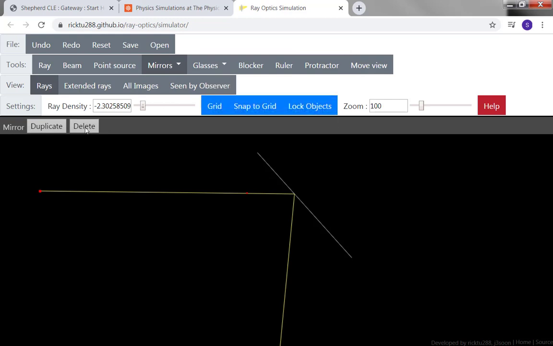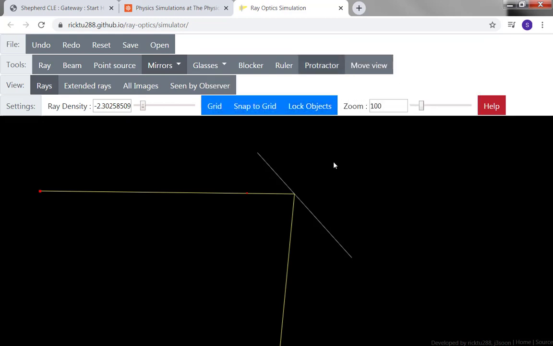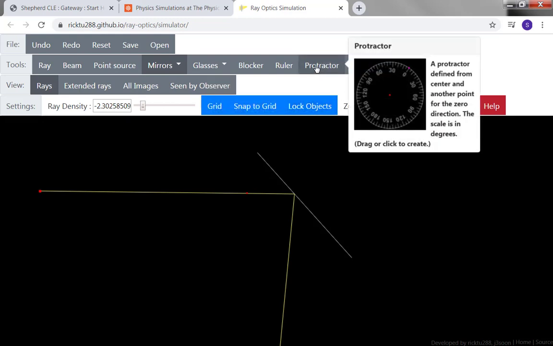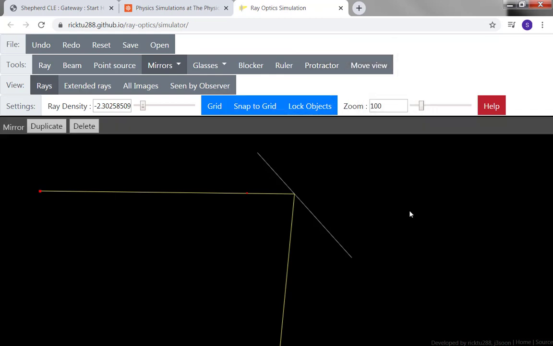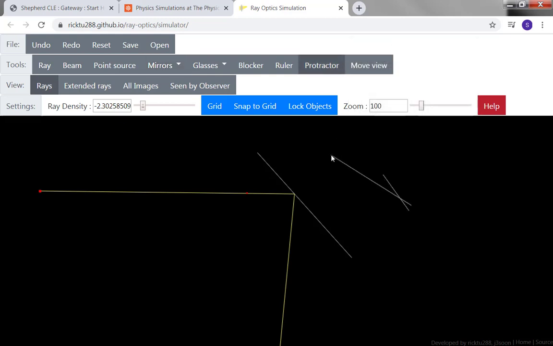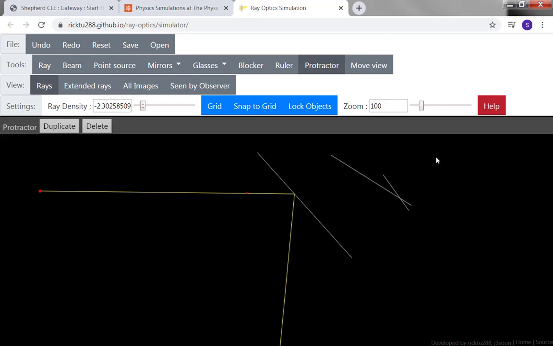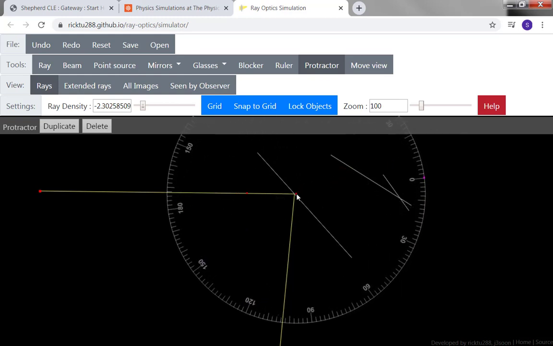Don't want that. Let's delete that. Attempt to draw a protractor. I don't know why I can never get the protractor to draw properly. No, I don't want a duplicate mirror. Finally got my protractor. Now we can move the protractor around.